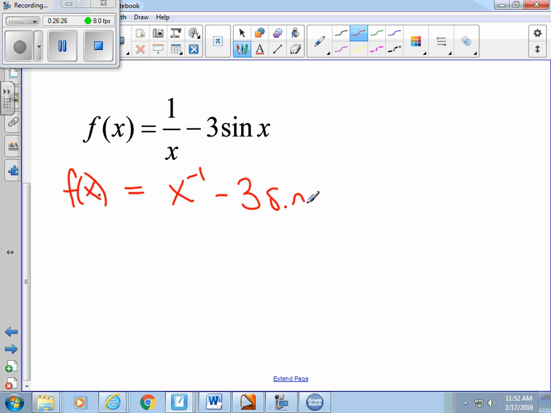Have I done any differentiating yet? One of the mistakes people will make on finding derivatives is they will do an algebra step and think they've done a derivative step. Right? I didn't do a derivative yet, so make sure you label what you did. I just rewrote f of x to make the derivative easier.